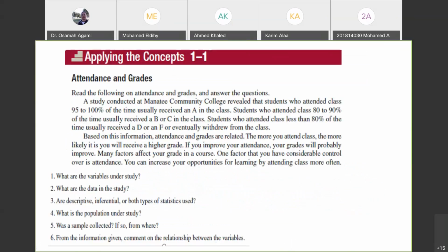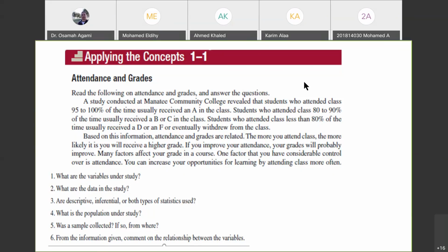Can you answer me using your chat, please? Can you read this one and chat for me? What are the variables under study? Just type it in the chat, please. I'll stop recording until you get the whole answer.